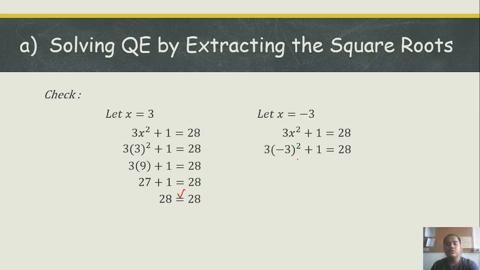Substitute the value of x, which is negative 3. So 3 times negative 3 squared plus 1 is equal to 28. Negative 3 squared is 9. 3 times 9 is 27. 27 plus 1 is equal to 28. So 28 is equal to 28.